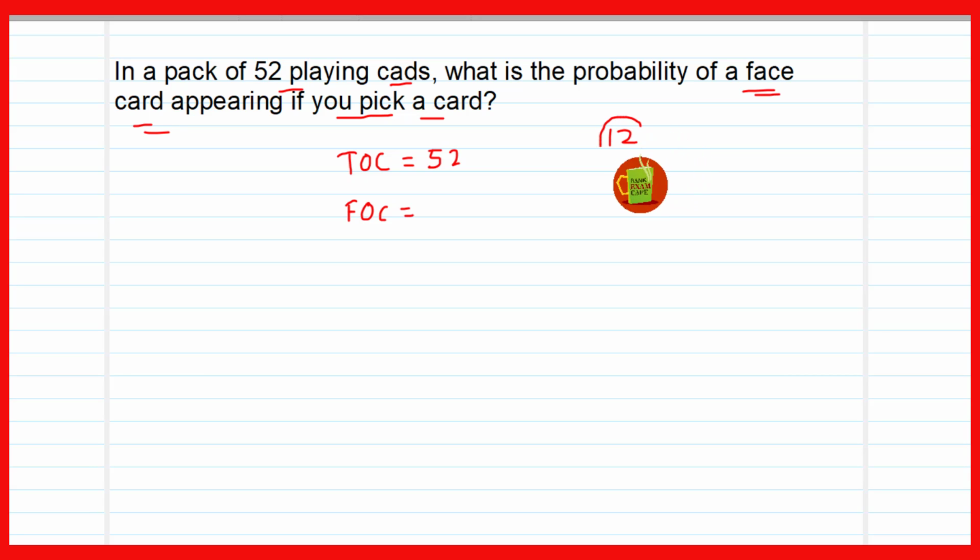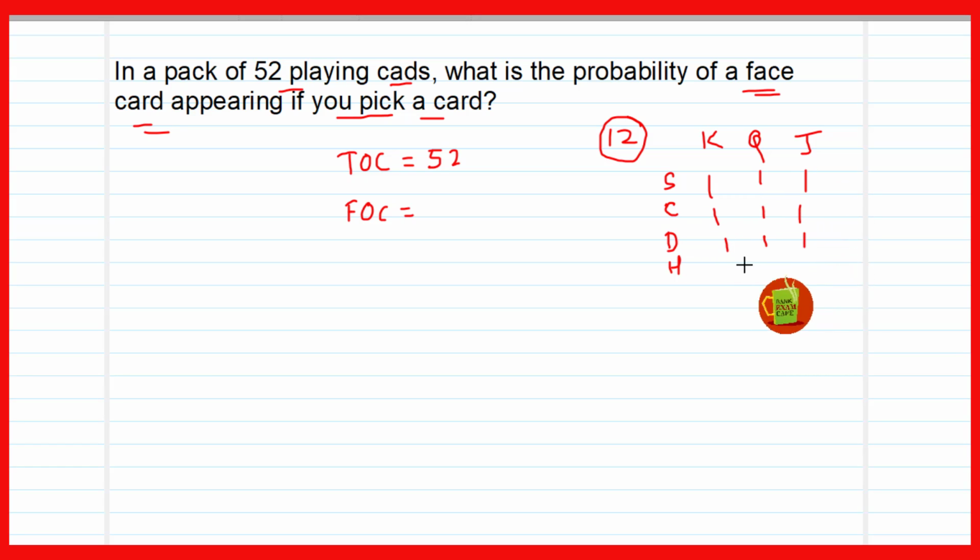So the favorable outcome will be equal to, how many face cards are there? There are in all 12 face cards. Which ones? The king, the queen and the jack of all the 4 suits, that is spade, then club, then diamond, and then heart. So spade has 3 face cards, club has 3 face cards, diamond has 3 face cards, and heart has 3 face cards. Ace is not a face card, remember. So there will be in all total 12 face cards.